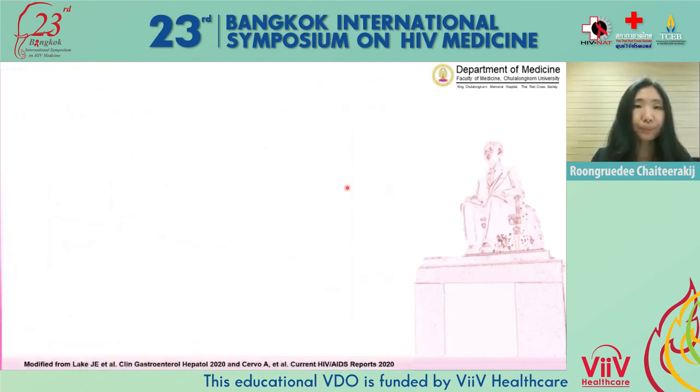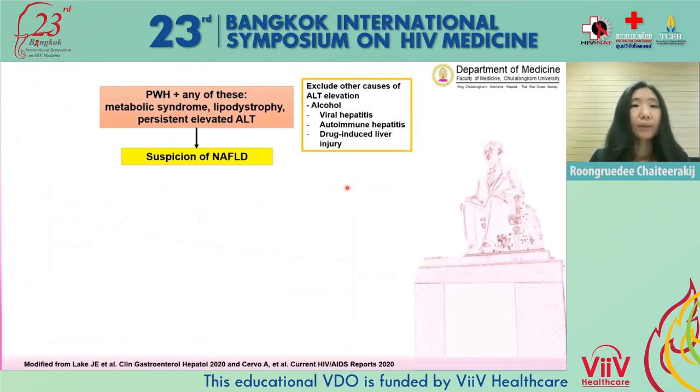In summary, in patients with HIV infection, if they have any of the following conditions, we should be suspicious of fatty liver: metabolic syndrome, lipodystrophy, or persistent elevation of the ALT. After we exclude other causes of elevation of ALT, for example, alcohol use, viral hepatitis, autoimmune hepatitis, or drug-induced liver injury, we should think about fatty liver as a cause of the elevation of the ALT.